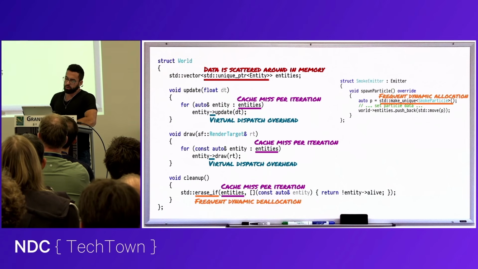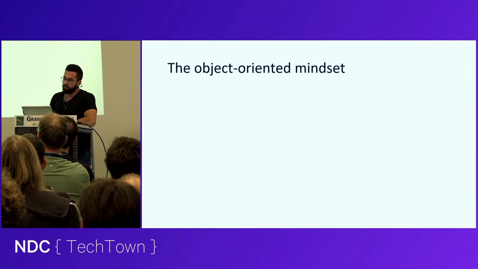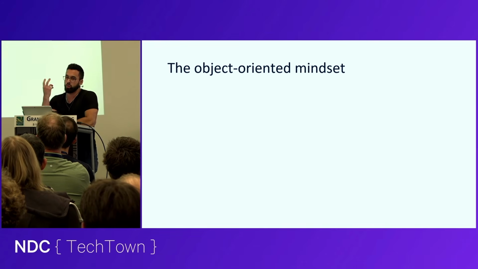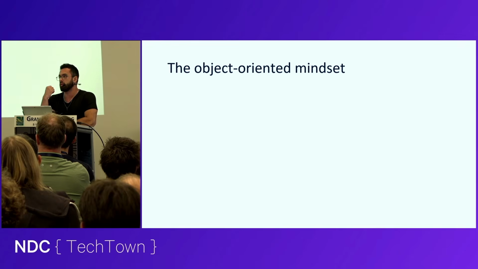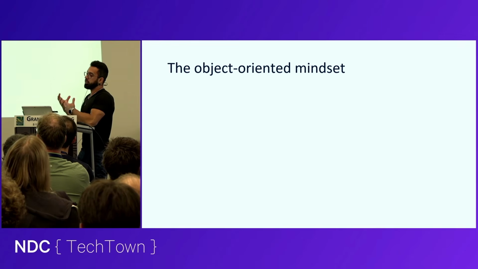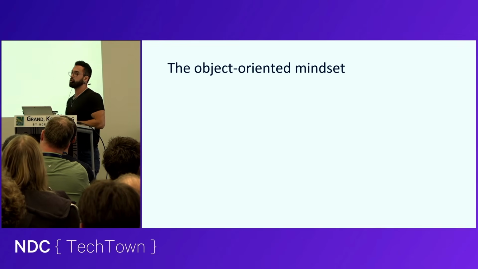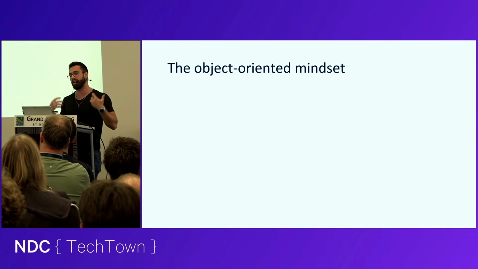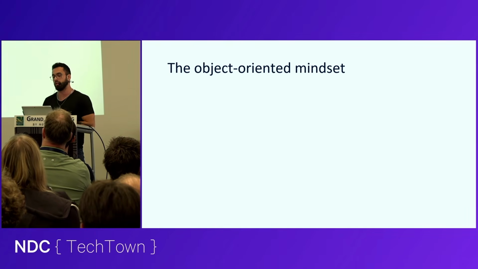So why did we write our code this way? I feel like most people, especially when they learn programming in universities or books or whatever, their first approach is the object-oriented mindset. That's what they learn about. They learn about classes, polymorphism, and so on. So it comes quite natural to think of code in this way.